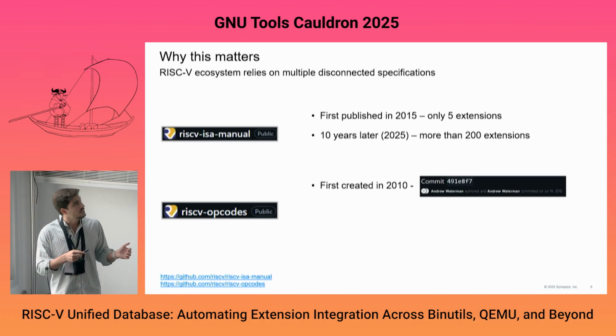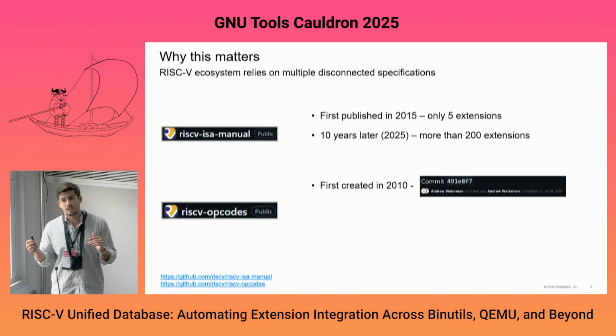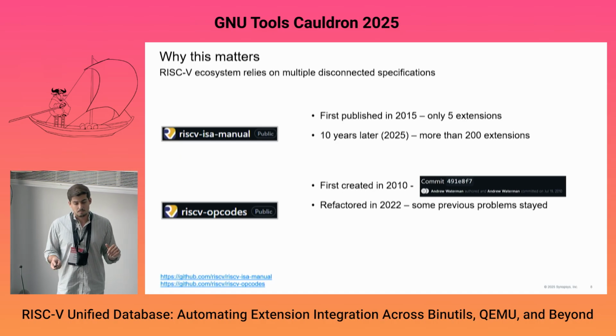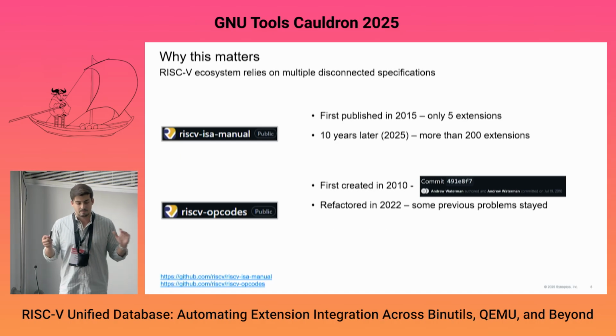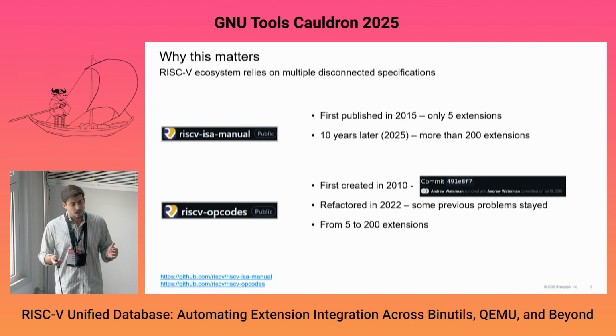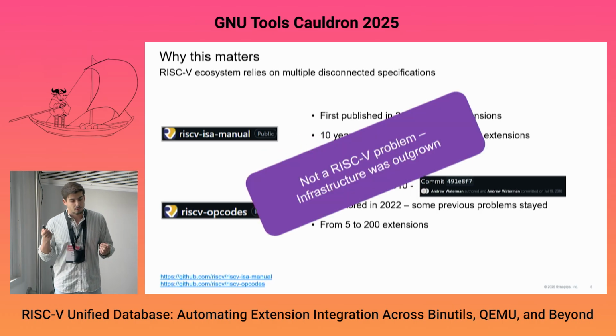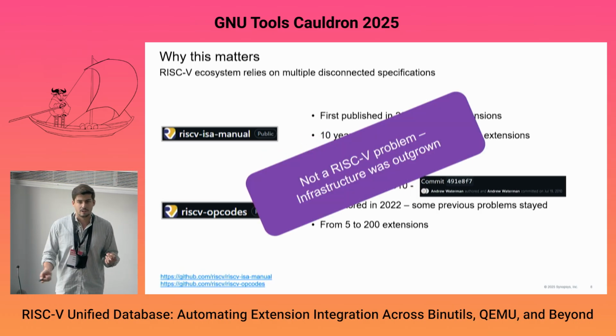You may see a first commit here from Andrew Waterman. It was in 2010, 5 years prior to the first release of the manual. And it was refactored, but some previous problems stayed. And it also went from 5 to 200 extensions. There's no way around it. So in reality, I think this is an infrastructure problem within the RISC-V specification.